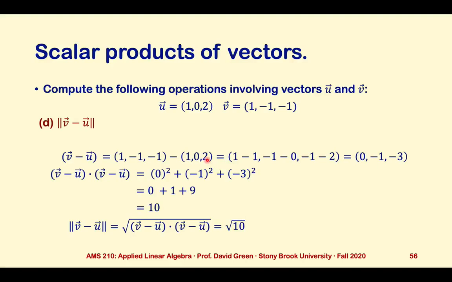The last example, combining a vector difference with a norm, we take exactly the same approach. First, compute the difference of the vectors, v minus u, 1, negative 1, negative 1, minus 1, 0, 2. Take a difference of corresponding terms. 1 minus 1 is 0. Negative 1 minus 0 is negative 1. Negative 1 minus 2 is negative 3.